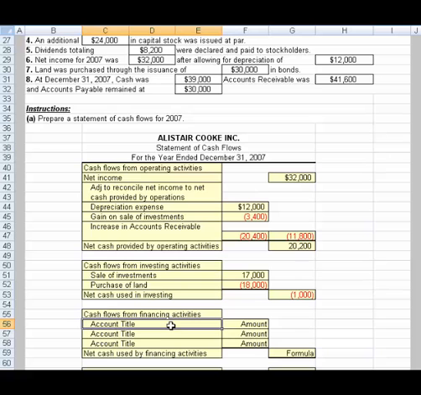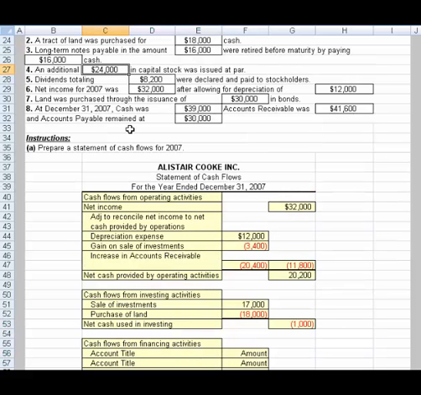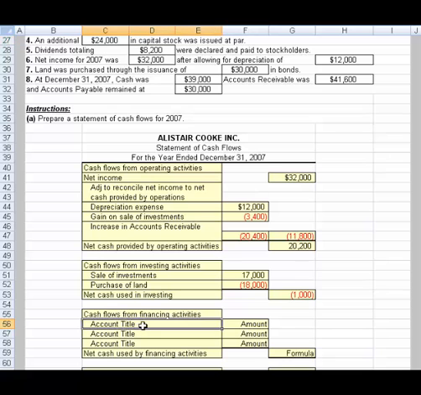Okay, then we have cash flow from financing activities. So here we've got to calculate all the net changes that we saw in long-term liabilities and stockholders' equity other than the change caused by net income. Okay, so when we think about that, the first item they told us was there was an issuance of capital stock. Right there, an addition of 24 capital stock was issued at par. So I'm going to call that an issuance of capital stock. And that's $24,000.